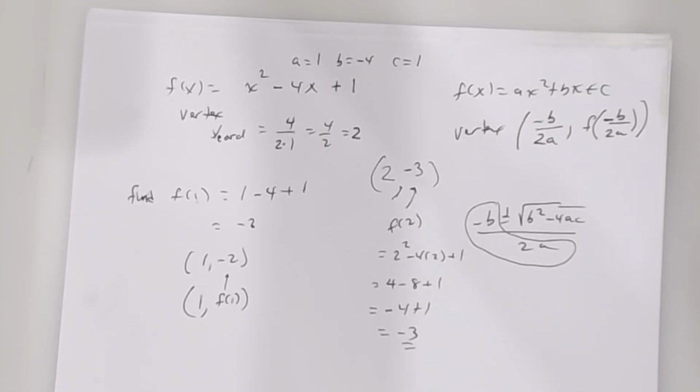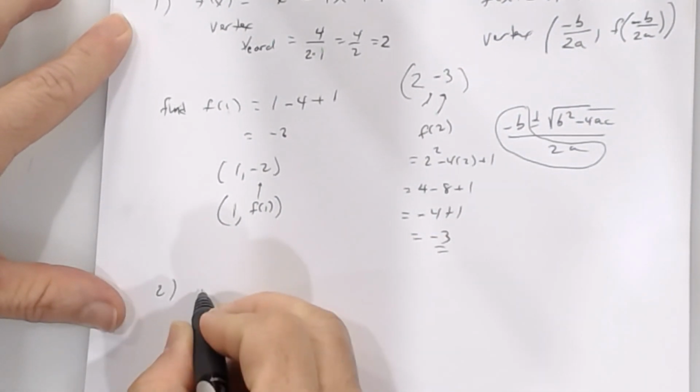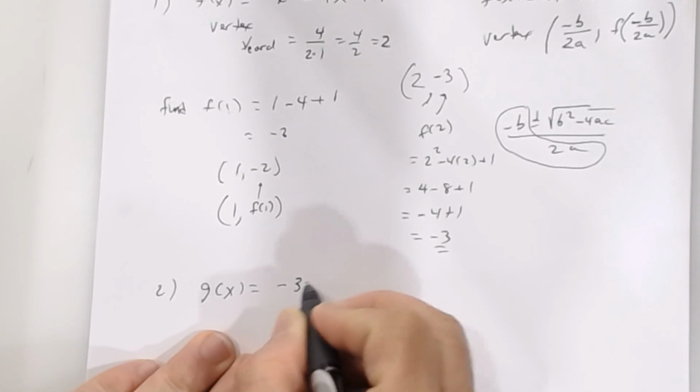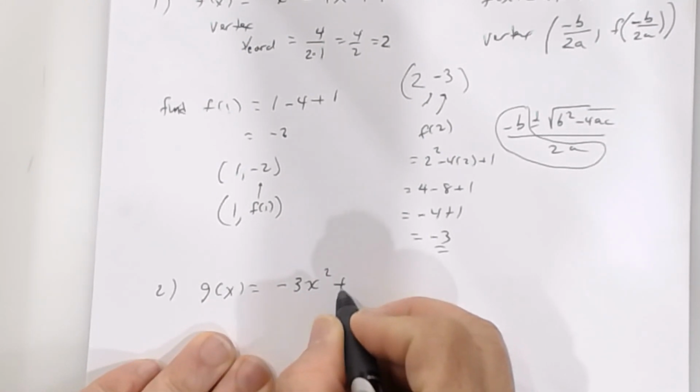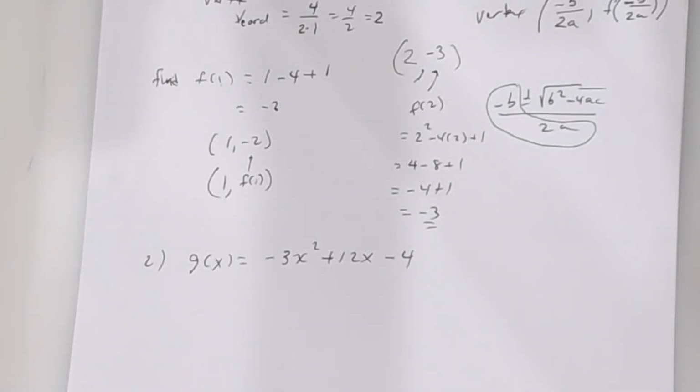All right. Now there's a bunch of other things you can do here. You could find the y-intercept, all that other stuff we did. You do the same thing here. But I want to just find the vertex of another function first before we go any further. So let's find the vertex of this one. Let's say g of x equals negative 3x squared plus 12x minus 4.